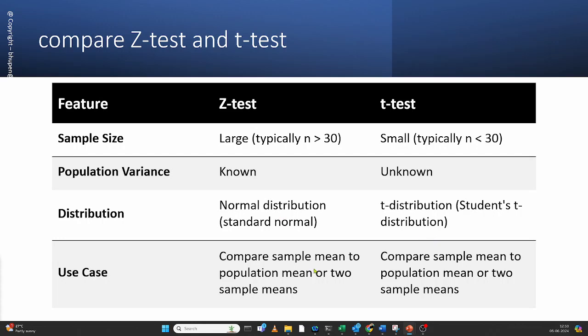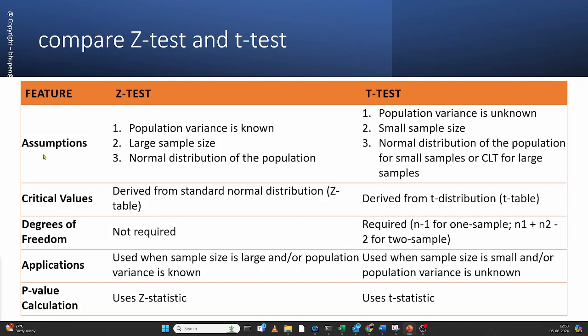And the use cases are the same, just that in the z-test, we know the population standard deviation. In t-test, we don't know that. So assumptions are also pretty much the same. The population variance is known, which is not the case here. And large sample size and the small sample size, and the normality condition holds here.